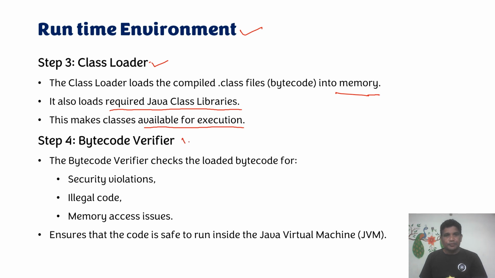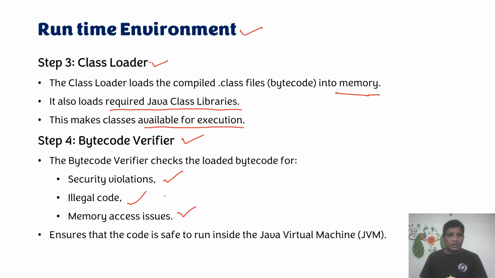Then step 4 is represented as the bytecode verifier. What is the use of the bytecode verifier? The bytecode verifier checks the loaded bytecode for security violations, illegal code access, and memory access issues. Security violation means private data being accessible from outside the class, because a third person has changed the bytecode. If you change the bytecode, the private data should not be accessible from outside the class. That will also be checked by the bytecode verifier.